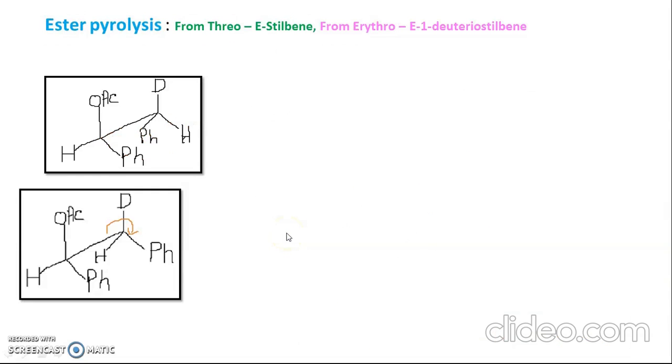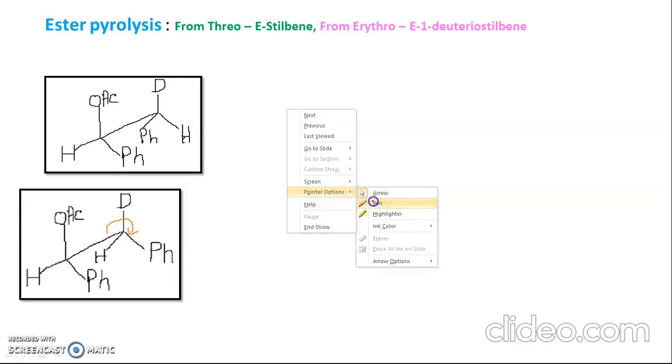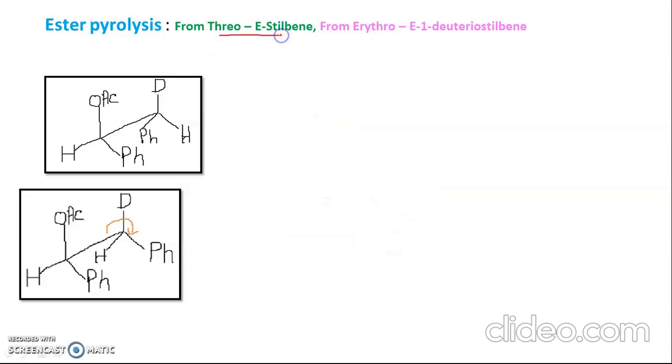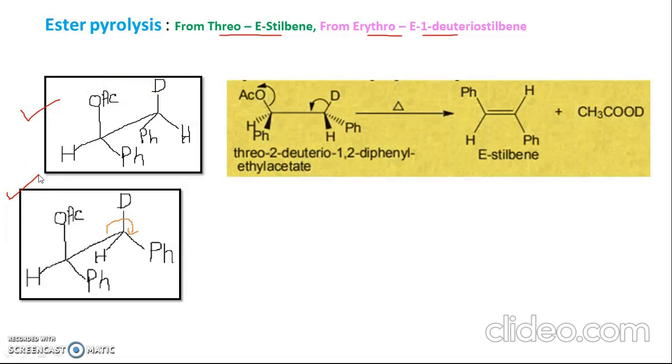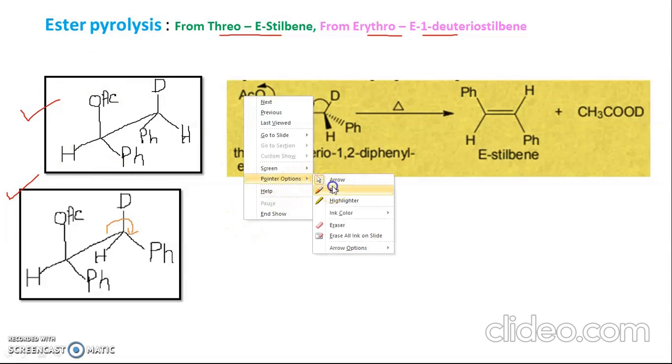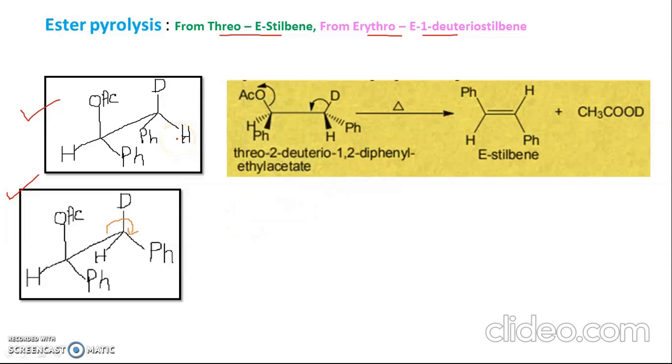Another example is ester pyrolysis. What is significant here is that from the threo isomer you are getting E-stilbene, but from the erythro isomer you are getting another product. First we will see the molecule. Though I have written the molecule, these two, another arrangement you can also see, though both are the same. The picture that is drawn in the box is a sawhorse. So this is actually the threo isomer.